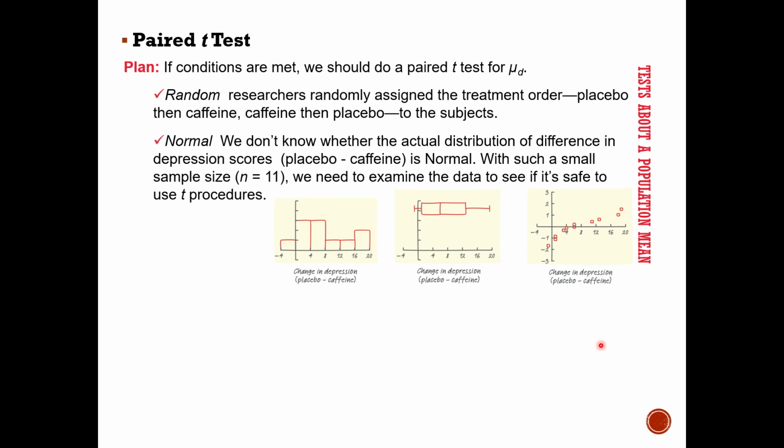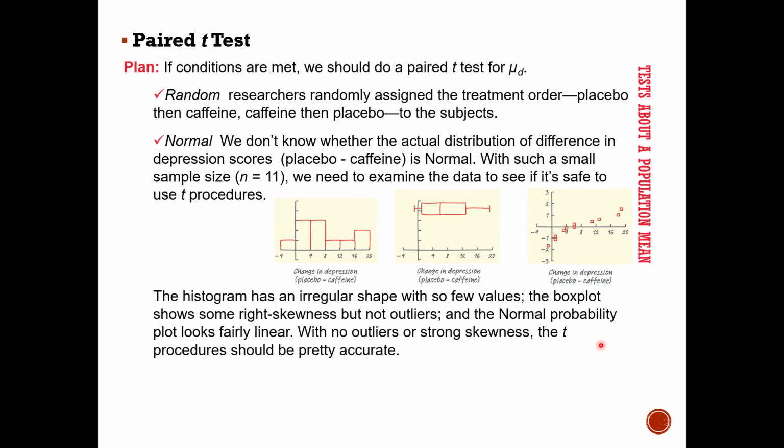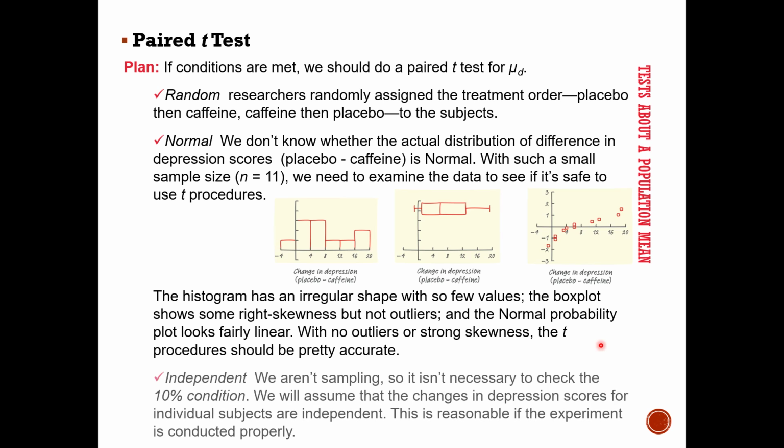We see sort of a normal-ish histogram. We see sort of a symmetrical box plot. We see sort of a linear normal probability plot. We're going to kind of hope that this works, basically. At this point, looking at this data, I would recommend you put down, like, this might be a little bit skew, but I think it's normal enough that we can go ahead with our test.